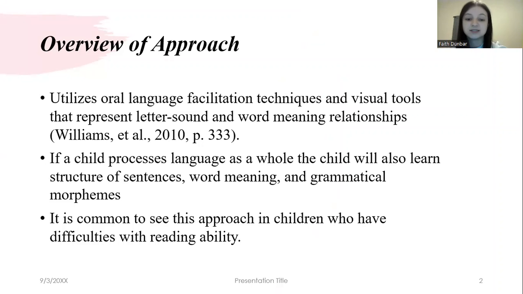It's common to see this approach in children who have difficulties with reading ability. So this approach accounts for oral and written language development. It proposes phonological development relates to larger language patterns. It's also targeted along with language development of certain aspects of language like semantics and structure.